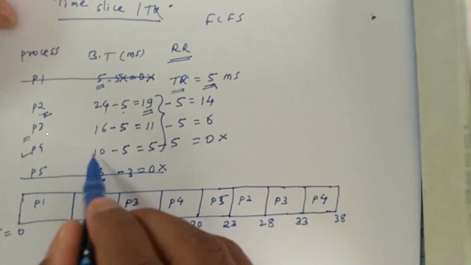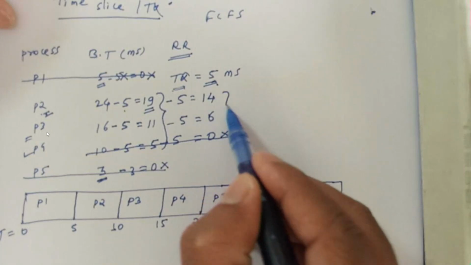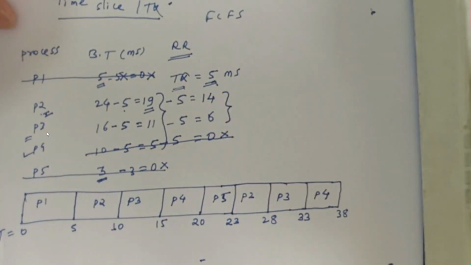That means now process P4 has also completed its execution, and now we have only 2 processes remaining in the ready queue, with remaining burst times of 14 and 6. Okay, so now I am continuing the Gantt chart here.